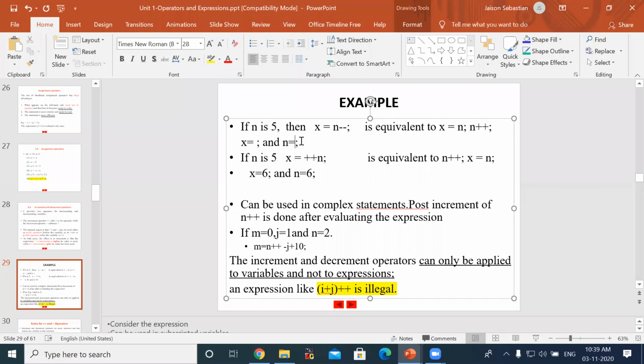What is postfix? Current value of n is 5. If you are using postfix, it will decrement after assigning the value. So tell me what will be the value? X is 5 and n equals 4. Good. So in this, the value of x will be, first it will assign and then it will decrement, right? So n will be 4.